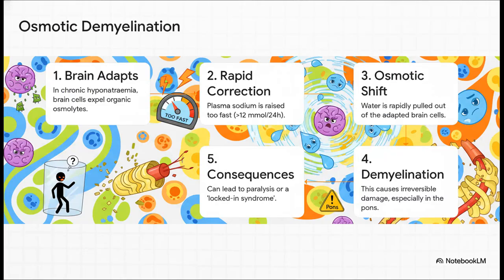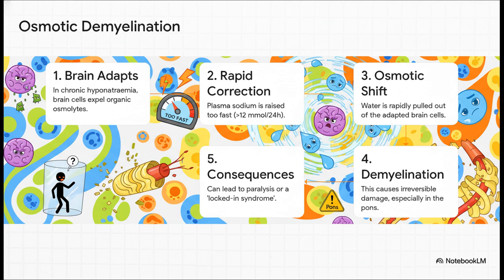And this right here shows you exactly what that risk is. It's called osmotic demyelination syndrome, or ODS. Let's walk through it. Step 1. In chronic hyponatremia, the brain has adapted. It's gotten rid of its osmolytes. Step 2. We come along and raise the plasma sodium way too quickly. The rule of thumb is no more than 12 millimoles in 24 hours.